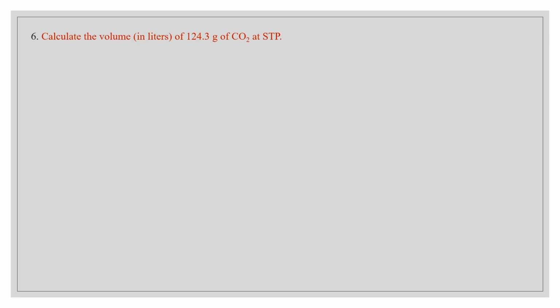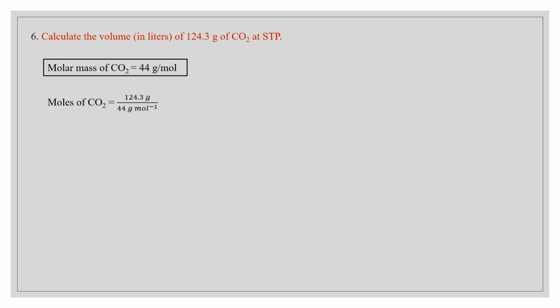Let's go to our last question. This relates to STP conditions. Calculate the volume in liters of 124.3 grams of carbon dioxide at STP. The grams of carbon dioxide are given. First, we need to convert the gram quantity into moles of carbon dioxide using the carbon dioxide molar mass. The carbon dioxide molar mass is 44 grams per mole.